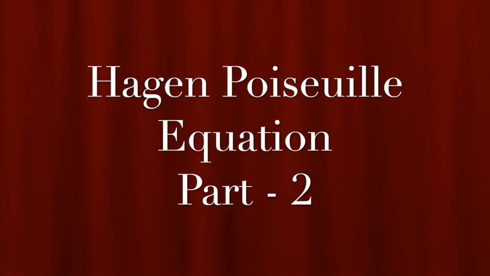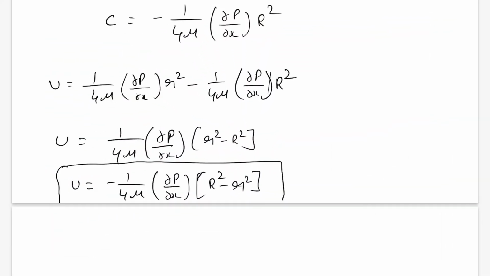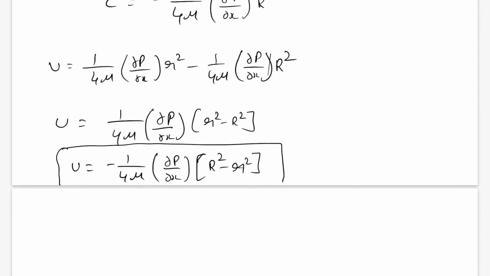So in the last segment we saw the derivation for the expression of velocity inside a circular pipe when the flow is laminar and steady. This video is part 2 of the Hagen-Poiseuille equation derivation. Earlier we saw that shear stress tau is equal to minus dou p by dou x into r by 2. Here shear stress varies linearly with respect to radius.